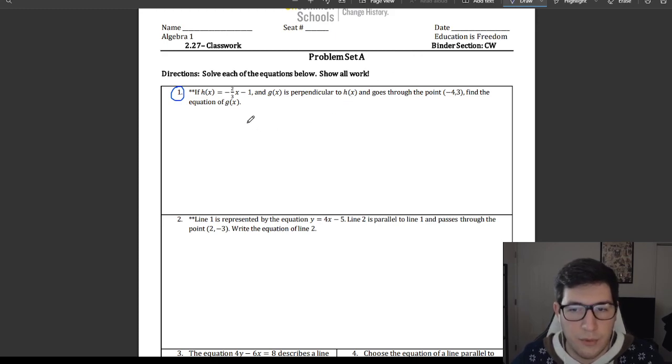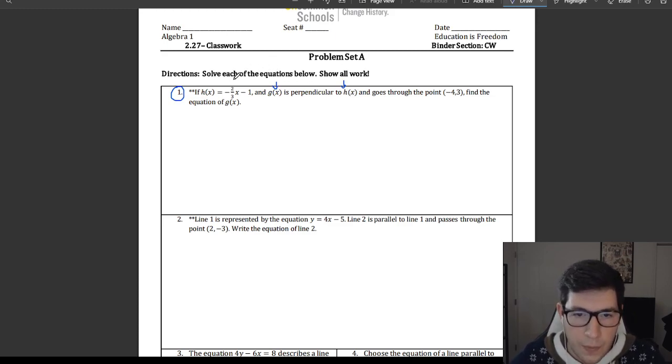All right, so before we move on, we just want to quickly go over number 1 to make sure that we are all on the same page, right? And so we're being told, hey, if h of x is equal to negative 2 over 3x minus 1, and g of x is perpendicular to h of x, and goes to the point negative 4, 3, find the equation of g of x. Now this is exactly like we did in our notes. They're just called different things, right? I just have a little bit more specific functions where instead of it's line L or line M, I am told that it's g of x and h of x.